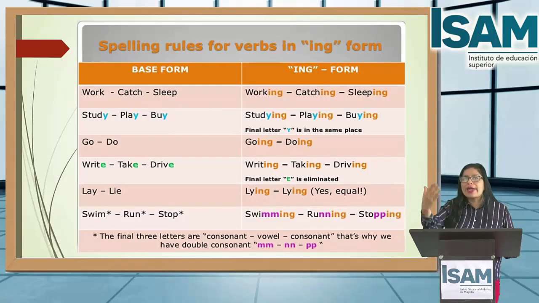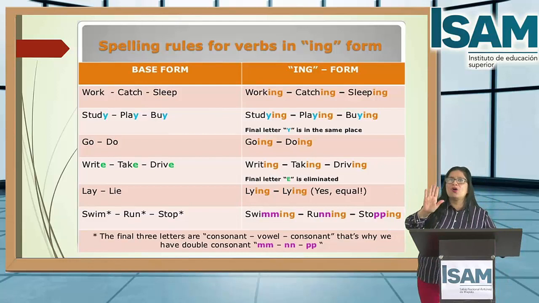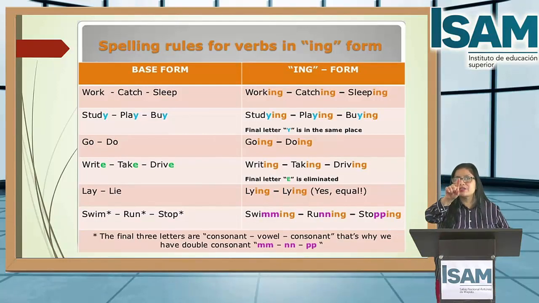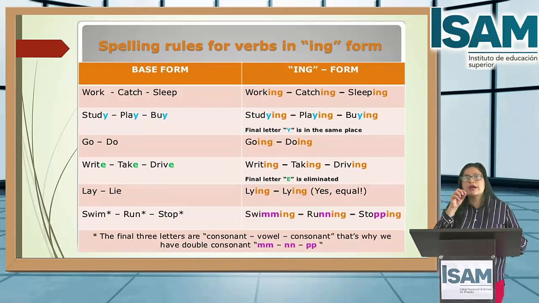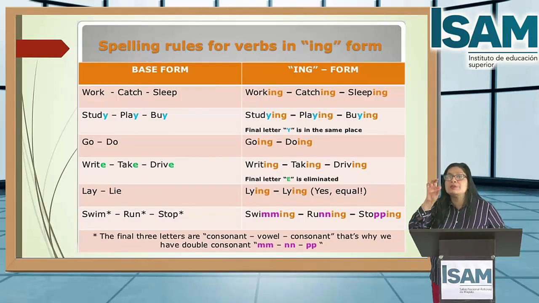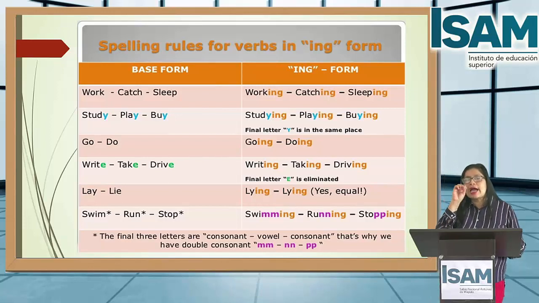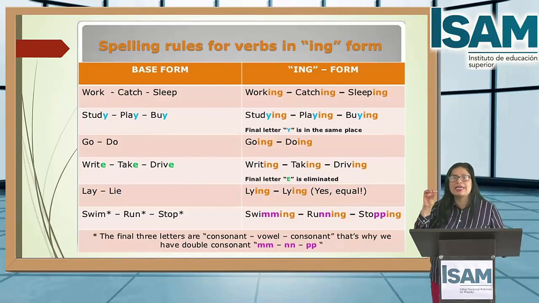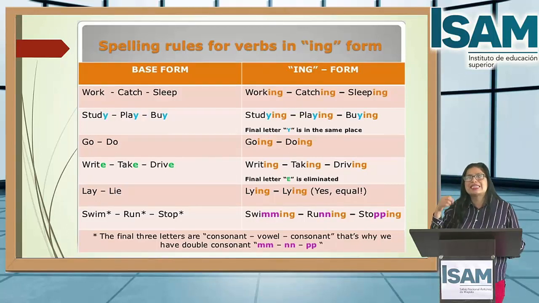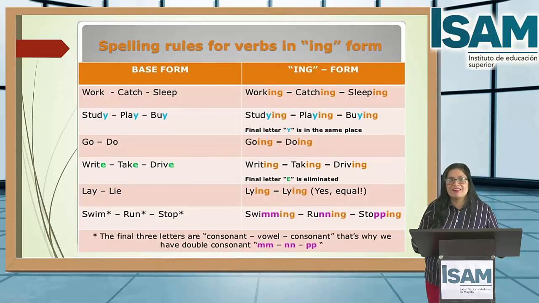Then you have ride, take, and drive. Student, stop here, check. When you have a verb with a final letter E, you have to check. You have to omit E, it is eliminated, and you add ing. Final letter E is eliminated. Riding, taking, driving. Okay? Right?